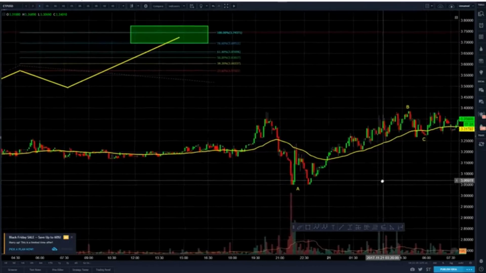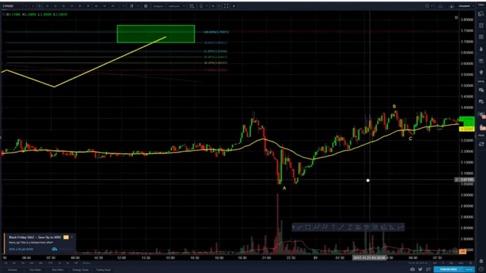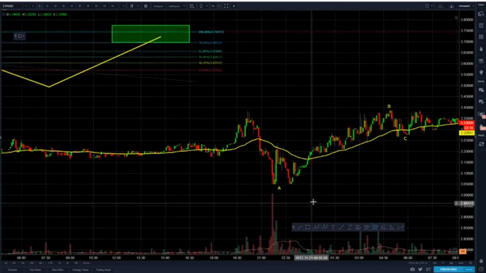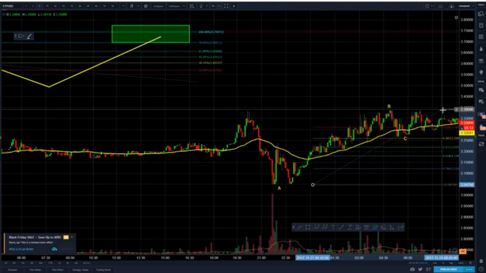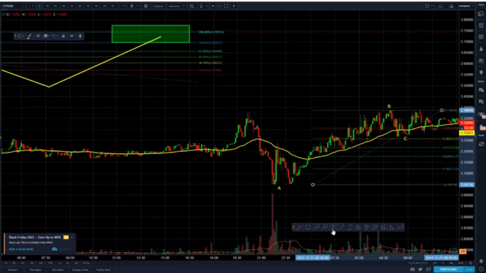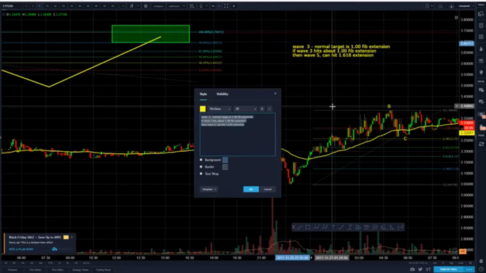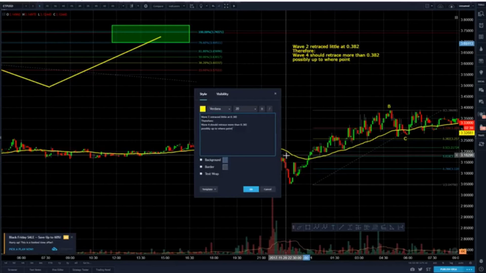What's important to me is I find the baseline support, right? How far did it come down to? Right around here. So what I'll do is I'll take my Fibonacci retracement first to see how it goes. So I make a mental note for myself, but I'll write it out here. I will make a note of wave 2, retrace little. Therefore, wave 4 should retrace more. Retrace at, we'll say, 0.382, okay? Therefore, retrace more than 0.382, possibly up to where point B tops out, to a possible 0.618 fib.